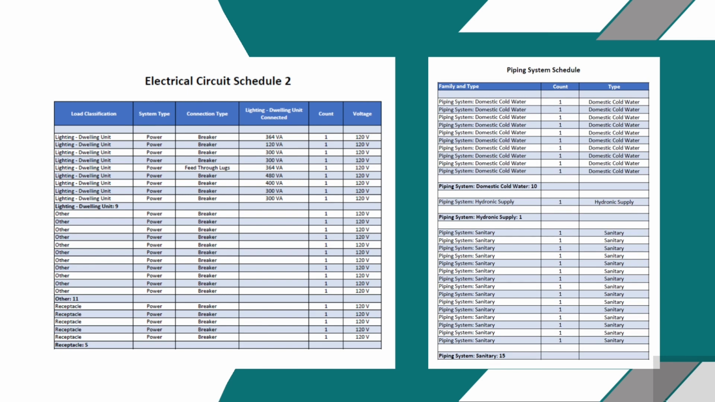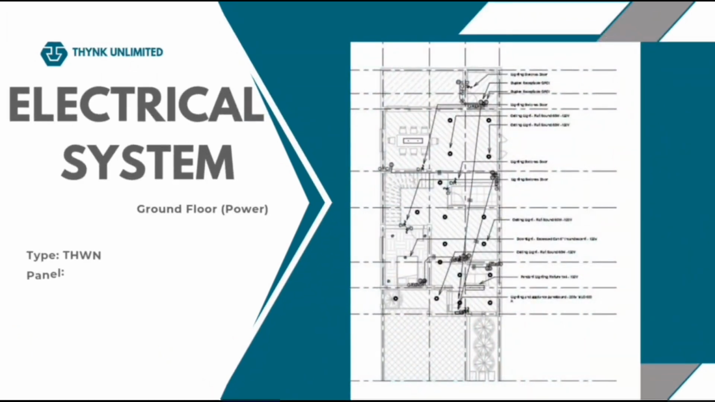Next, in this slide, we can see the electrical circuit and piping system schedule. The electrical circuit schedule shows the system and connection for each load classification. The voltage for each appliance is 120 volt. For the piping system, there are three types of system that we use for this project, which are domestic cold water, hydronic supply, and sanitary system. For electrical, this is the power plan for the bungalow. Here is the ground floor specification in power.